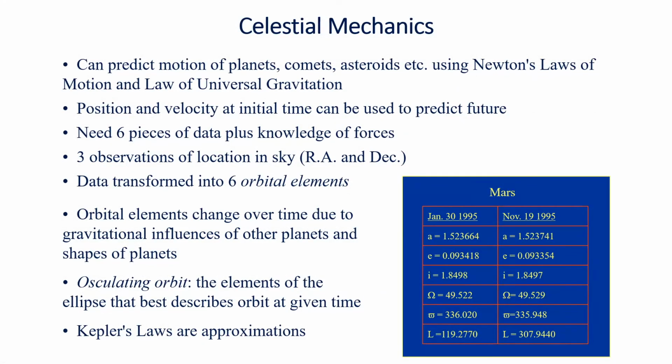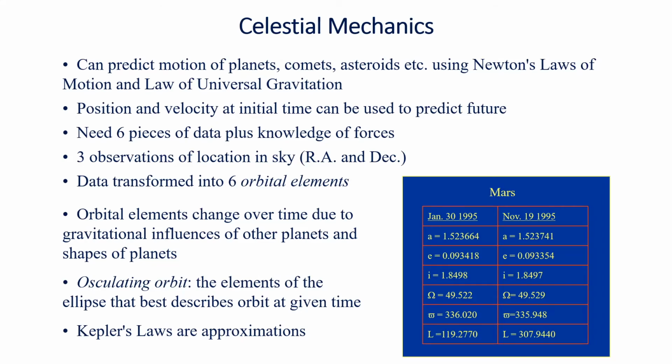We also have the subject of celestial mechanics, the idea that the mathematics is now good enough, using Newton's law of gravity, to predict the motions of planets, comets, and asteroids, and to use this information and accurate timekeeping and more accurate telescopes to predict when they might be observed in the future. The mathematics of it is that you need 6 pieces of data plus a knowledge of the forces. You need 3 observations of their location in the sky, the 2 angles, right ascension and declination, and that data is transformed into 6 orbital elements.